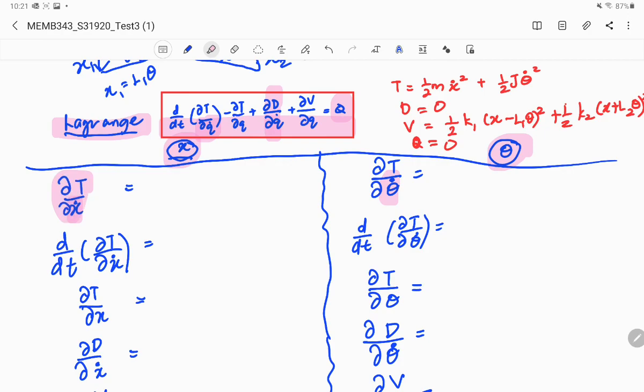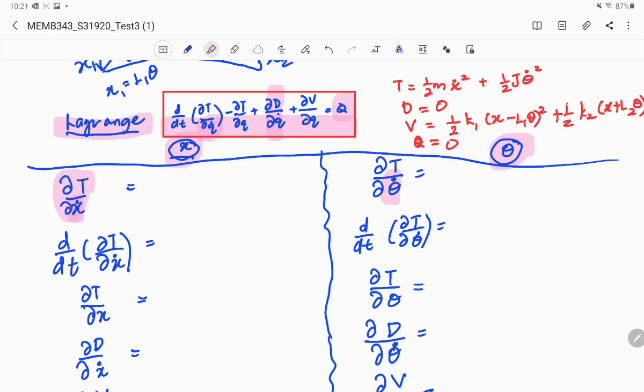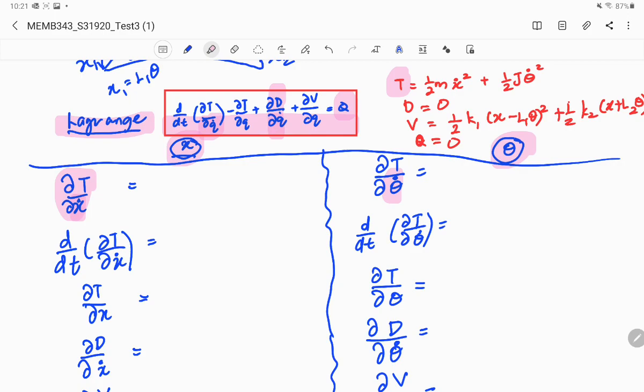For the first term, d/dt of the derivative with respect to x dot, you can see the equation for your kinetic energy here. You do have your x dot. So when you differentiate that, you only look at these expressions. If you take the derivative, your theta dot becomes constant. So you only take a look at your x dot term, and if you differentiate that, 2 times half is 1. So that's why you have m x dot. That's all.